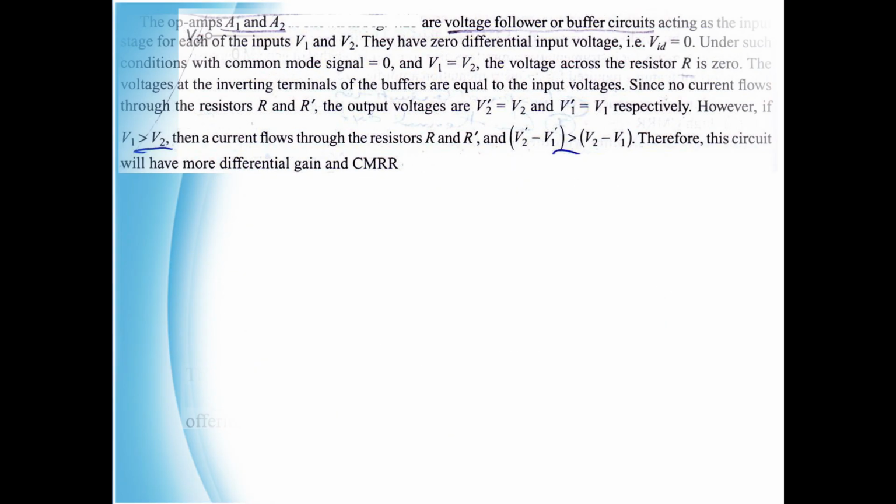The op amps A1 and A2 are voltage follower or buffer circuits acting as the input stage for each of the inputs V1 and V2. They have zero differential input voltage, that is VID equal to 0. Under such conditions, with the common mode signal equal to 0 and V1 equal to V2, the voltage across the resistor R is 0.